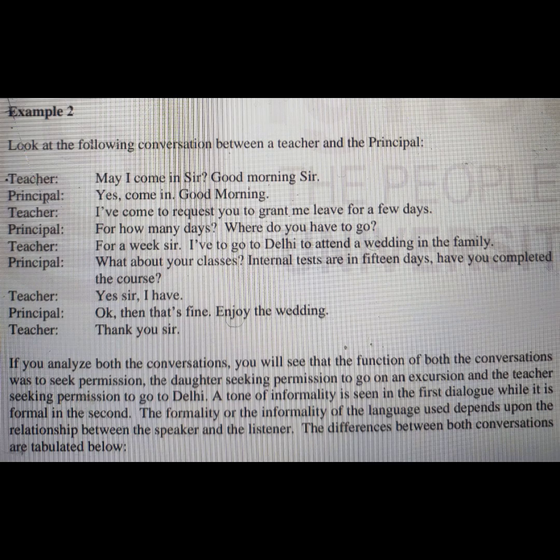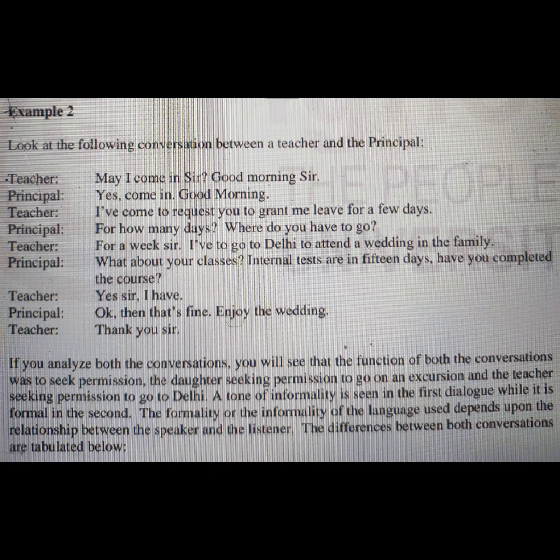Example 2. Look at the following conversation between a teacher and the principal. Teacher: May I come in, sir? Good morning, sir. Principal: Yes, come in. Good morning. Teacher: I've come to request you to grant me leave for a few days. Principal: For how many days? Where do you have to go? Teacher: For a week, sir. I've to go to Delhi to attend a wedding in the family. Principal: What about your classes? Internal tests are in 15 days. Have you completed the course? Teacher: Yes, sir, I have. Principal: Okay, then that's fine. Enjoy the wedding. Teacher: Thank you, sir.